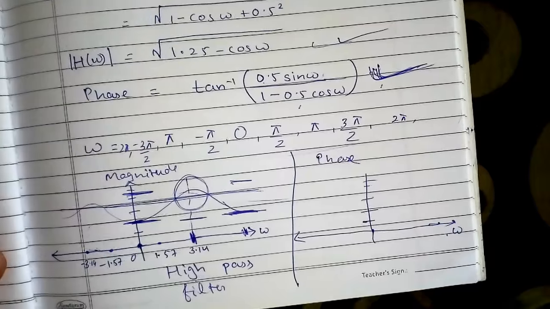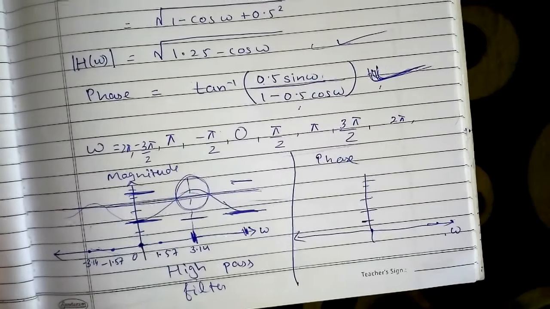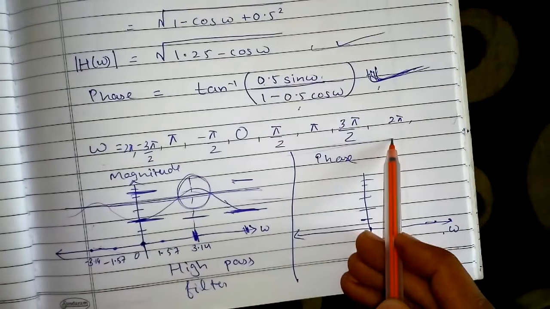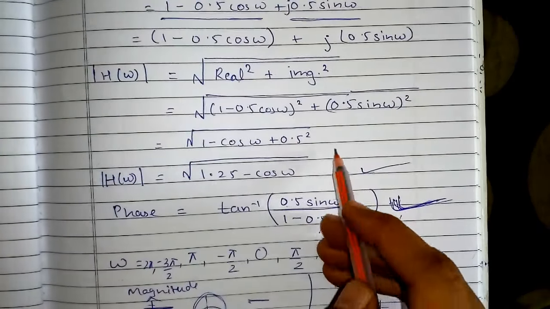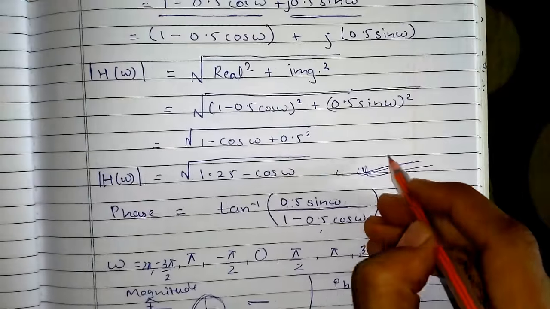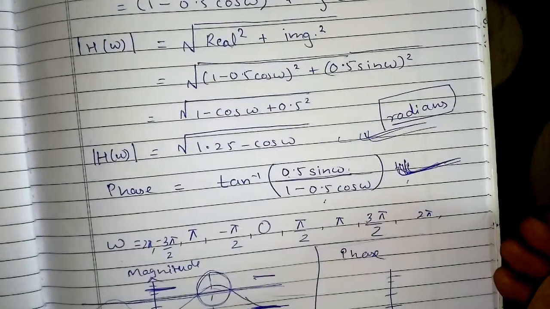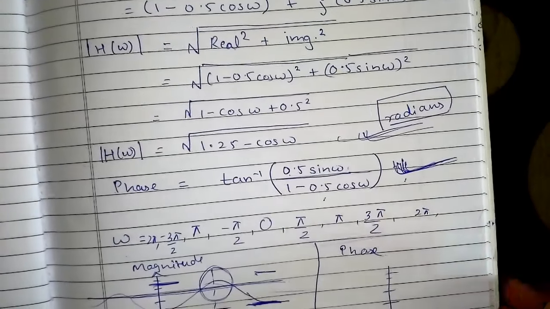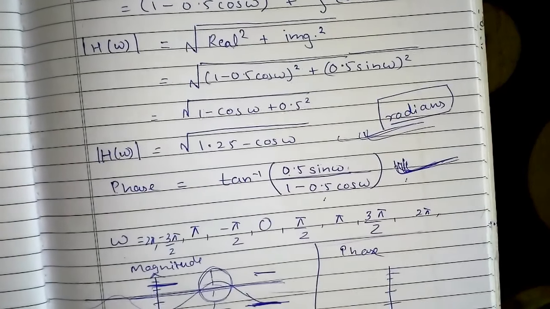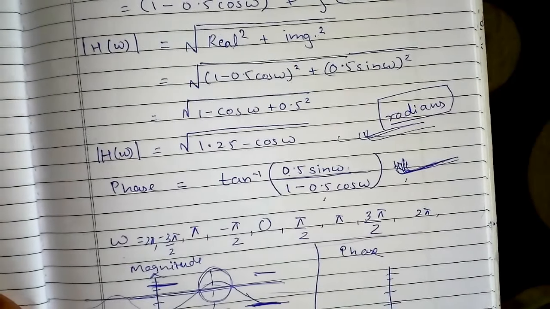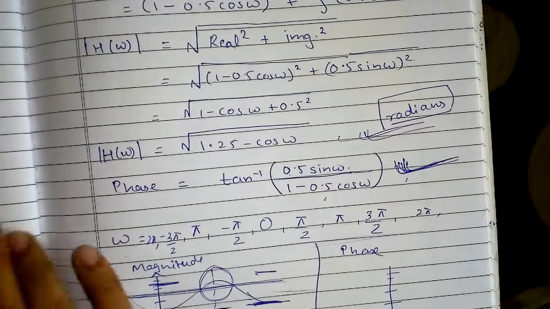One more important thing to note is the values of omega when you insert them in the calculator. When you insert them here, it should be in radians. Please make sure that it is in radians. So with this we end the first question, the A part of the first question.